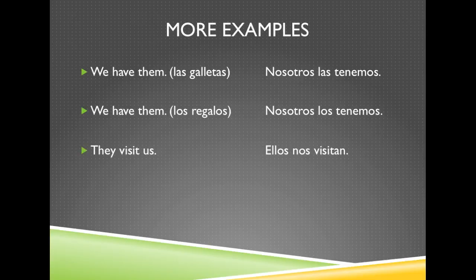Here's another example. They visit us. The direct object pronoun is us, so our example would be ellos nos visitan. If you want to express that an action is not happening or someone is not receiving that action, you just put the word no before your direct object pronoun. Here's an example. If I want to say they don't visit us, I would say ellos no nos visitan. Make sure you put the no in the correct spot because you don't want to separate your direct object pronoun and your verb by putting the word no in the middle.